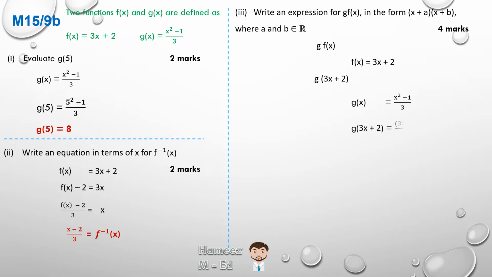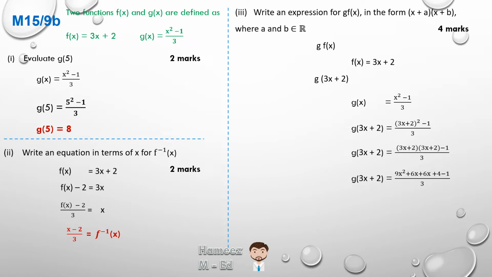So g of 3x plus 2 is equal to 3x plus 2 squared, because we're replacing x by this new brackets, minus 1 all over 3. And all we need to do now is work out that right hand side. 3x plus 2 squared means 3x plus 2 times 3x plus 2 minus 1 all over 3. You can use FOIL to expand it, and we're going to get first term by first term, 9x squared, outer term by outer term will give us 6x, inner term by inner term plus 6x, last term by last term, 2 2s are 4, minus 1 all over 3.